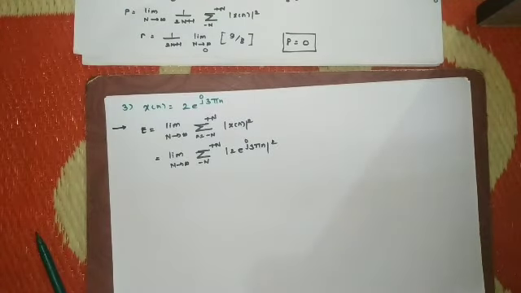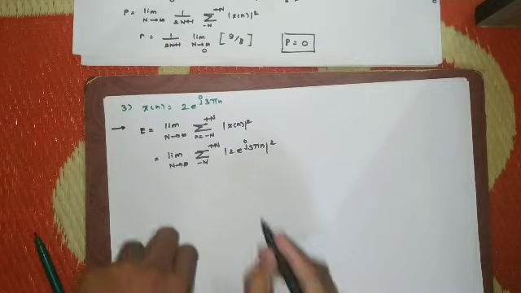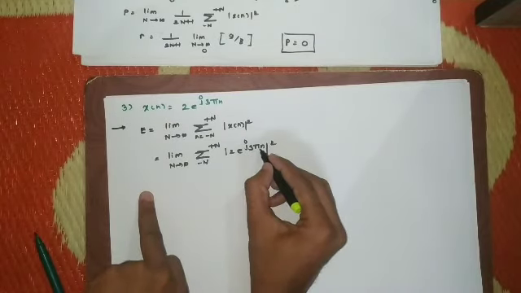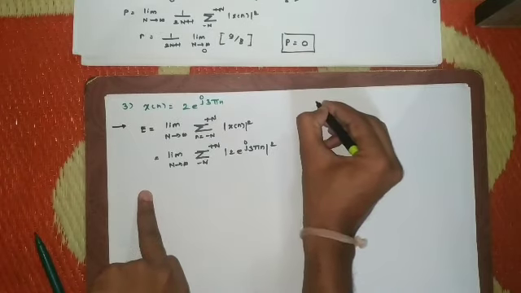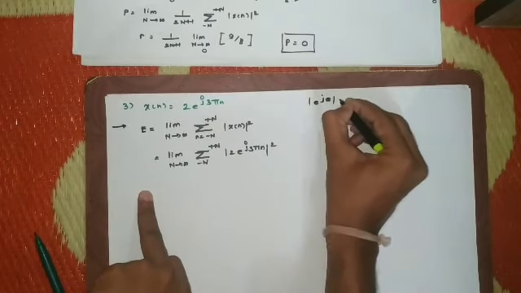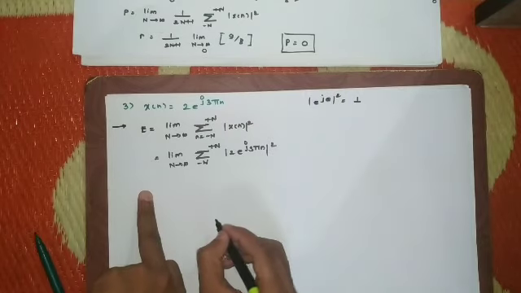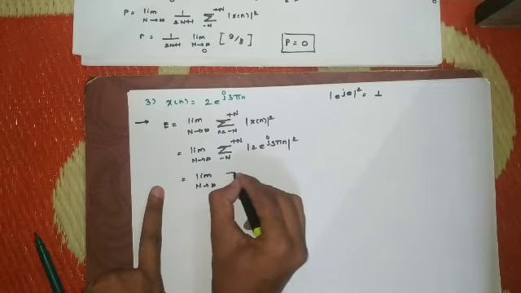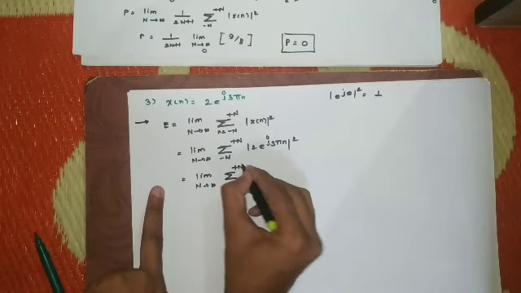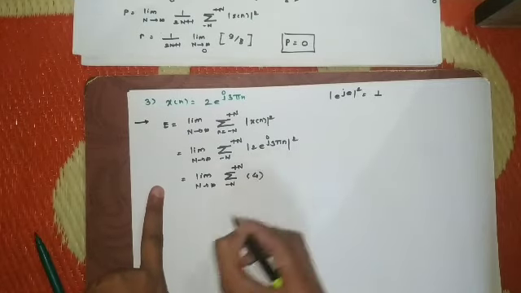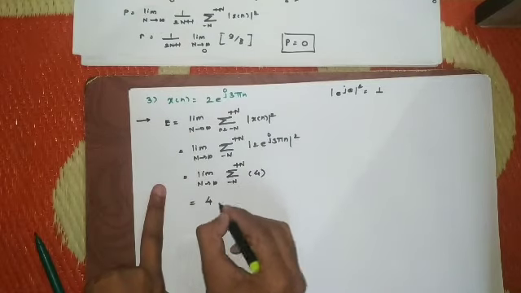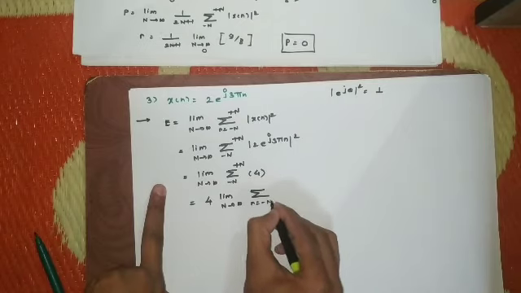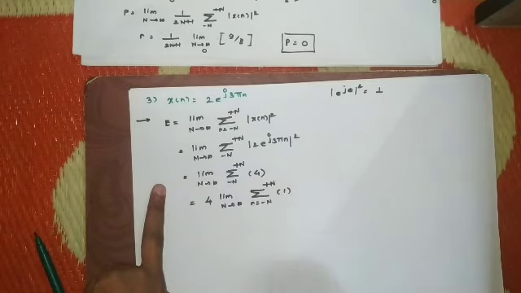Now if you square the terms, this 2 square is going to be 4, and we have already seen that mod of e to the power j theta whole square is always 1. So we are left with only a limit that is tending to infinity. This entire term, 2 square is going to be 4, so I can write this as 4. Taking 4 outside, we have limit again tends to infinity, this summation is ranging from minus n to plus n, and this is 1. 4 into 1 is 4.